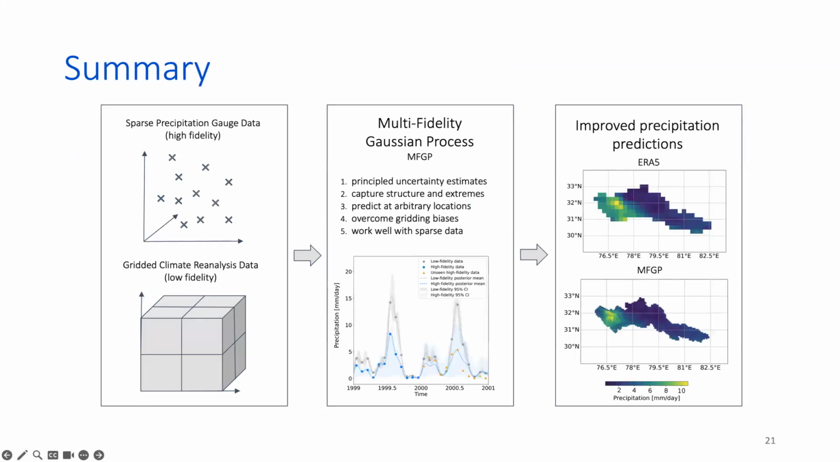Yes, so to conclude, we've seen that it's possible to use multi-fidelity Gaussian processes to combine sparse precipitation gauge data with less accurate climate model data. We're creating a product that better captures structure, extremes, predicts at arbitrary locations, overcomes gridding biases, and works with sparse data, but most importantly, that gives us principled uncertainty estimates.